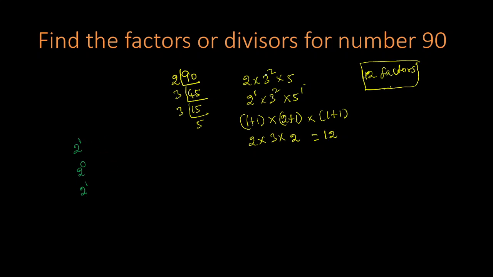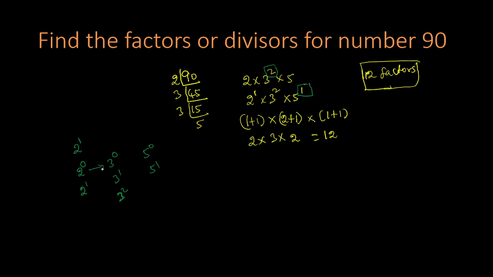Now, take 3. What is the power of 3 here? The maximum power is 3 to the power of 2. So, we can have minimum 3 to the power of 0, next 3 to the power of 1, and maximum 3 to the power of 2. And in this case, 5 has power 1. So, minimum it can have 5 to the power of 0 and maximum 5 to the power of 1. Now, we will multiply these.